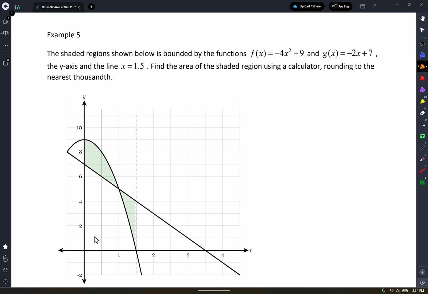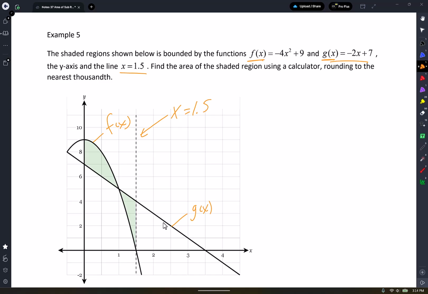This time they give it a name. See how they call it f of x and g of x? Know which one's which. That linear line is g of x, and the parabola is f of x. And this dashed line is x equals 1.5. Find the area of the shaded region using a calculator.